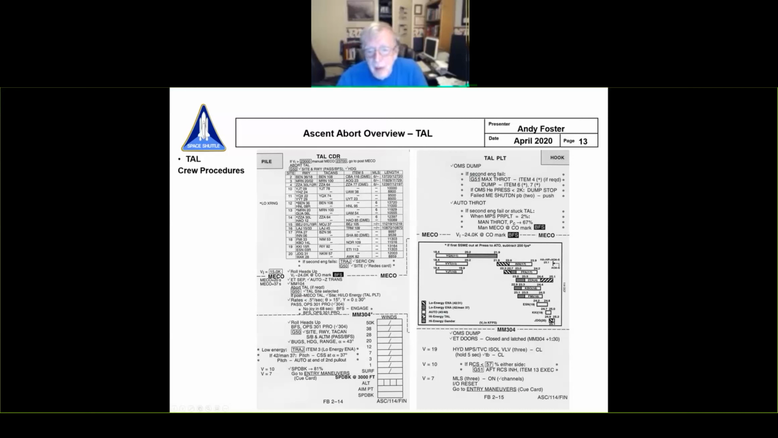The cases that we're talking about today are the auto TALs, and that's in the white areas. And these are different TAL sites that you could possibly select or have selected, and these would be the MECO velocity cutoffs that would take you to those sites if you had them selected, if they're auto TAL. If they're late TAL, you're looking in there shutting the engines down, or if the engine shut down on you, you might look in here and say, oh, I could do a TAL here.